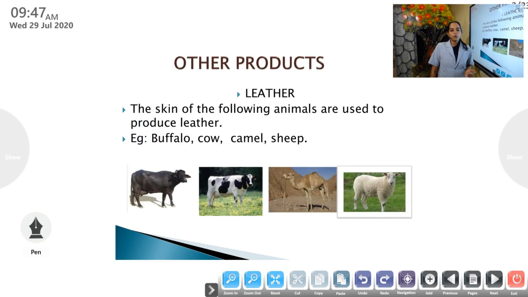Now today we are going to discuss some other products obtained from animals. Let us see one by one. Now the first one is leather. You all might have seen products made of leather. From where do we get this leather? Yes, it is from the skin of animals such as buffalo, cow, camel and sheep. So the skin of these animals is used to produce leather.